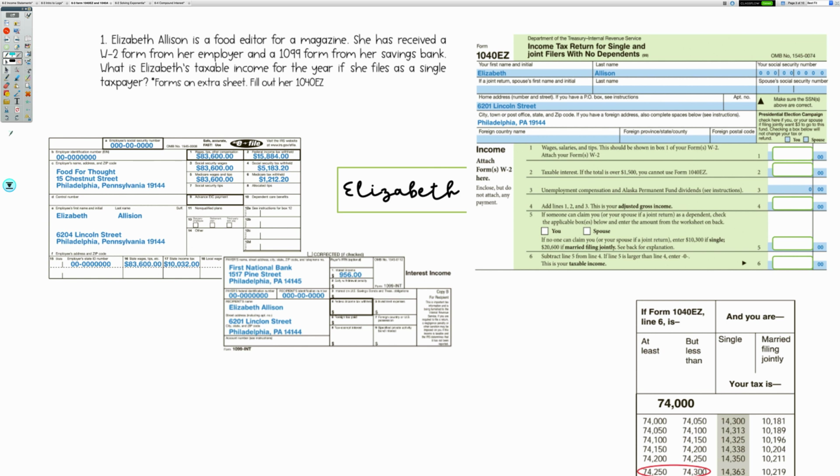Alright, sorry. So right here on her W-2 is her wages, her money, so $83,600.